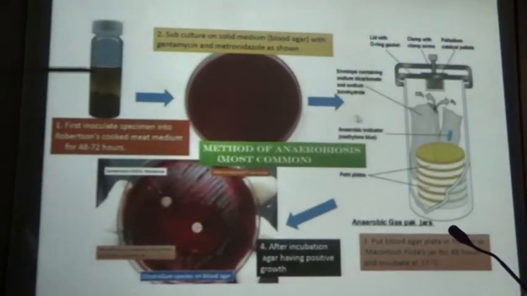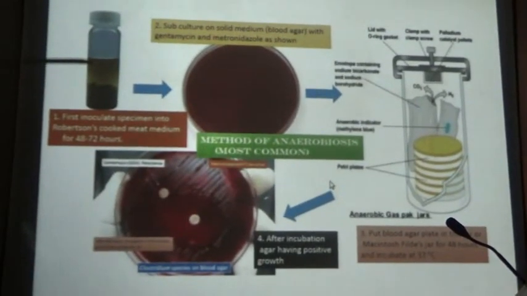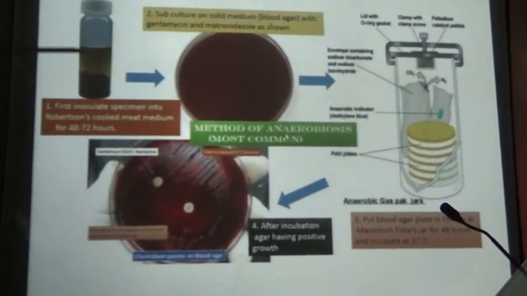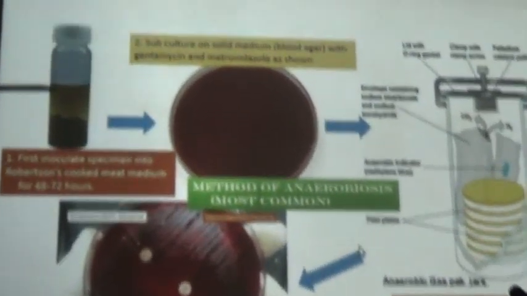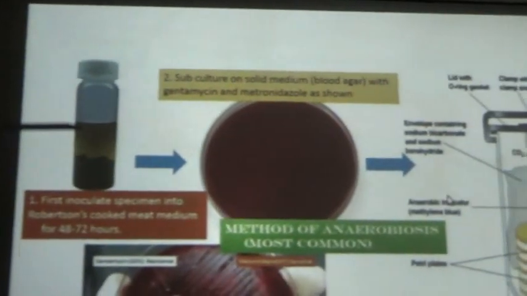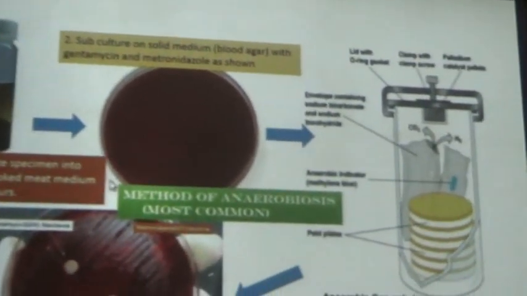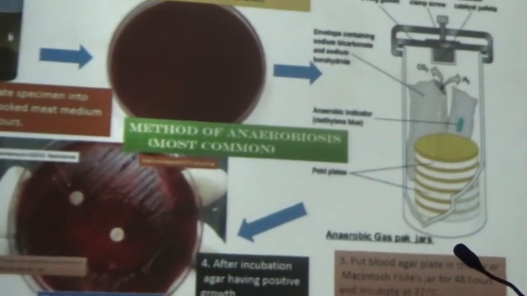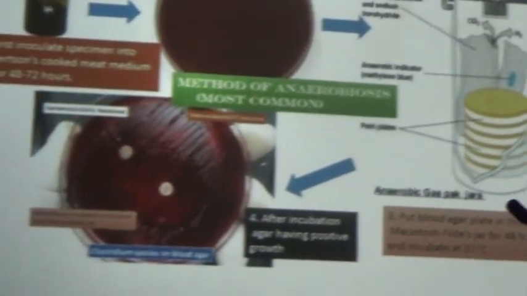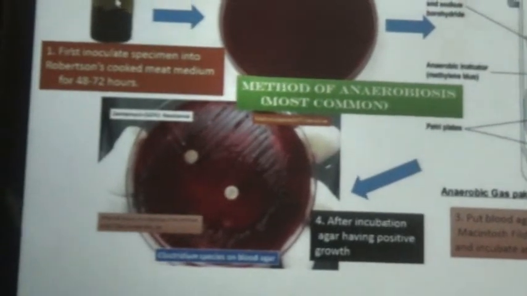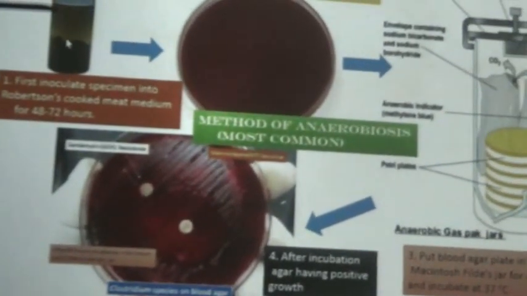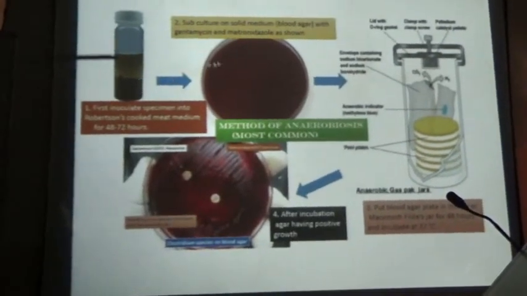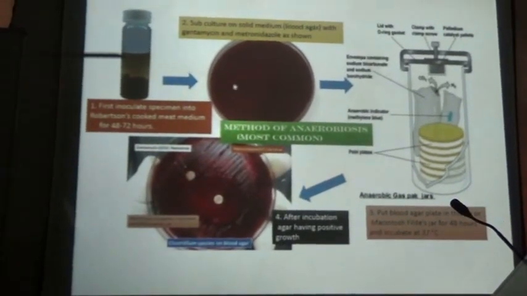Here is a flow chart showing how we do the anaerobic culture. First of all, the specimen is taken under all anaerobic conditions. This specimen is inoculated in two ways. One, we put it either in the Robertson's cooked meat medium or in the thioglycolate medium in order to have an absolute anaerobic environment, or it is directly plated on the blood agar.